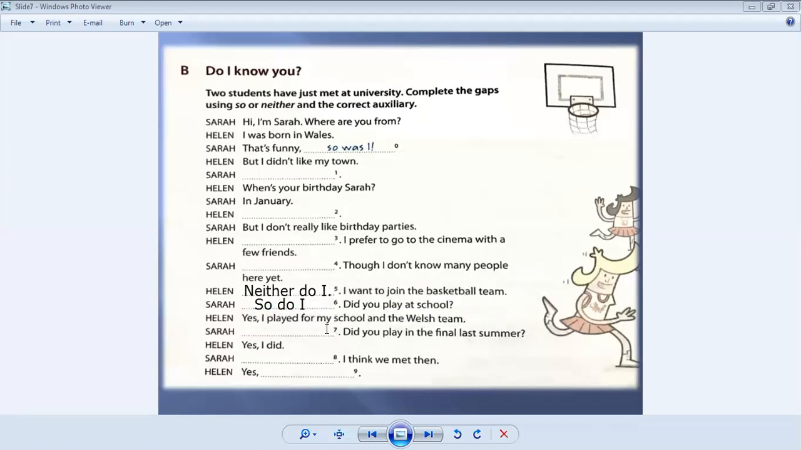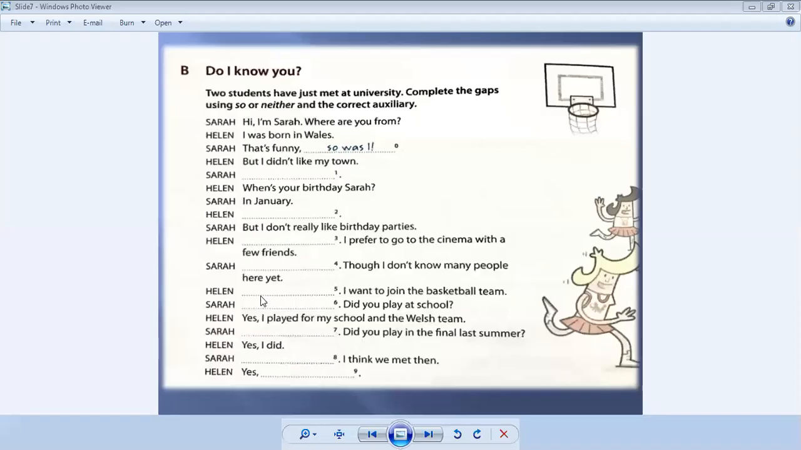Did you play at school? Yes, I played for my school and the Wales team. And then Sarah, what would she say? So did I. So guys, I think that's it for today.